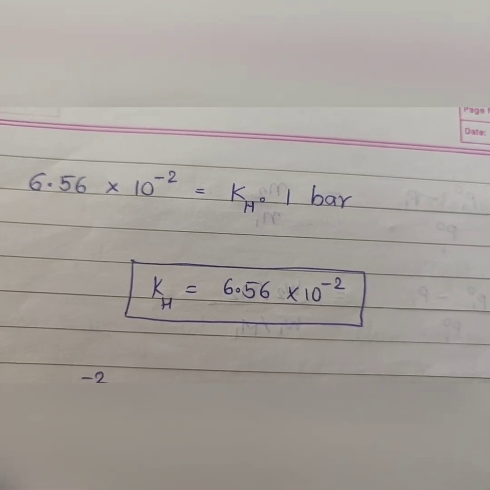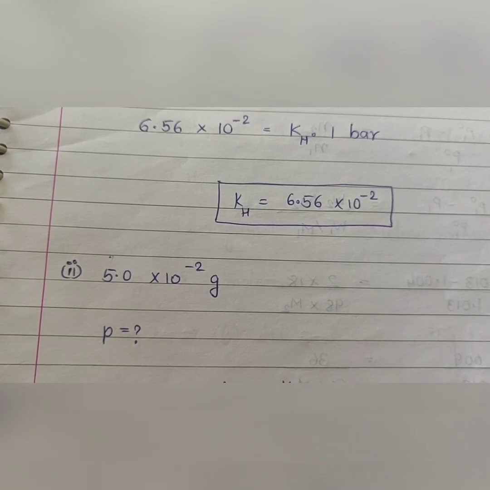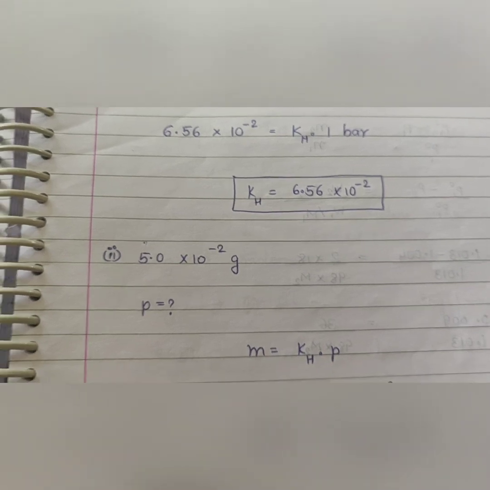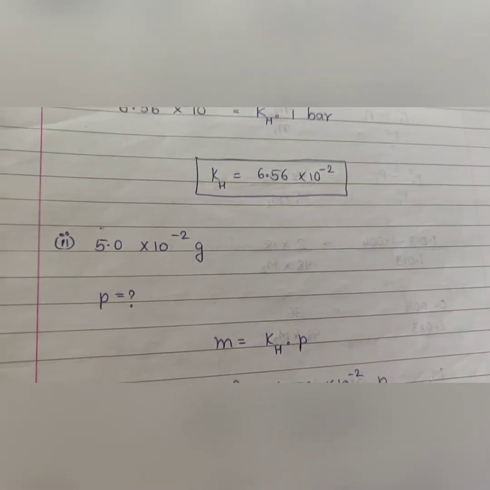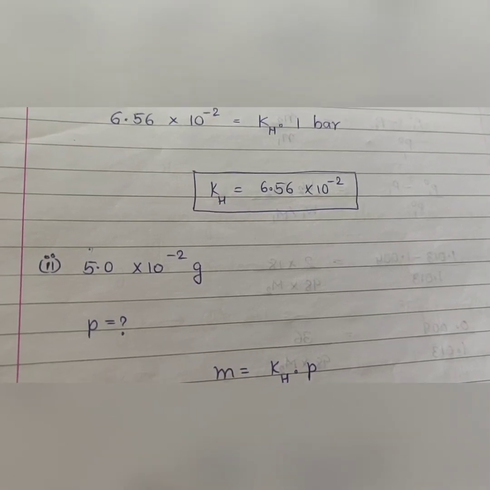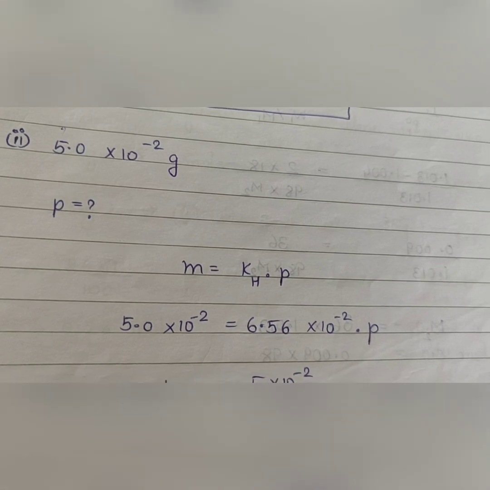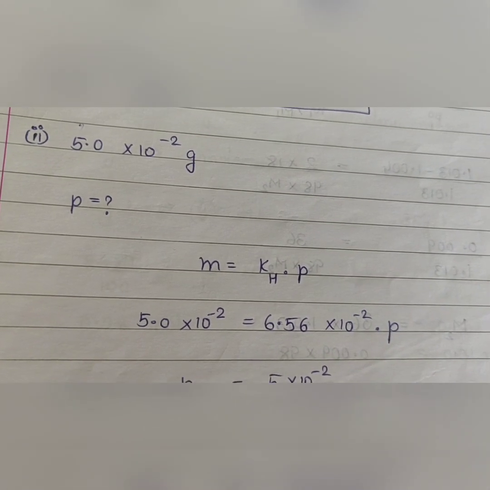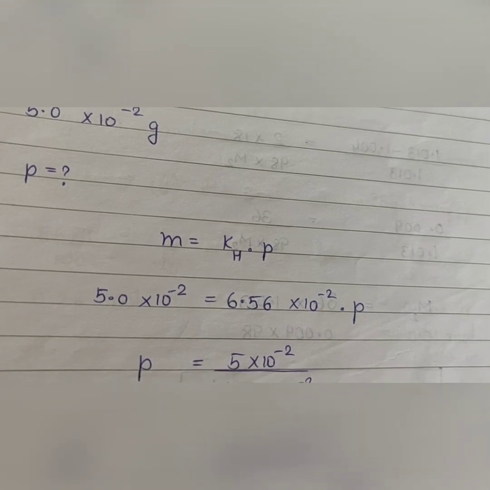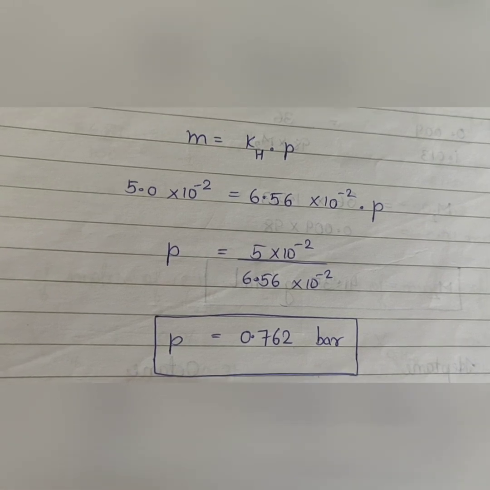Now we will apply this value in the second part of the question. The second part says the mass is given, 5 into 10 raised to minus 2 gram. You need to calculate the pressure. Now we have calculated Henry's constant above, so we'll just put it in. Mass is equal to kH into P, that is 5 into 10 raised to minus 2 equals kH, Henry's constant, into pressure, and there you will get your pressure in bar, 0.762 bar.